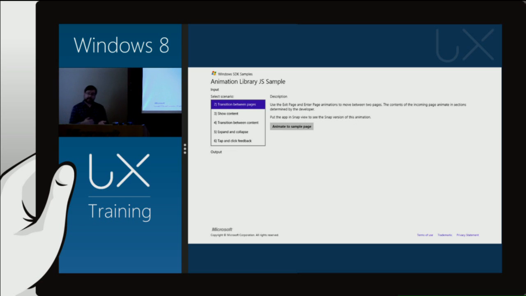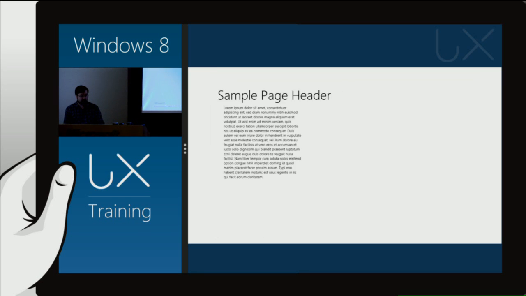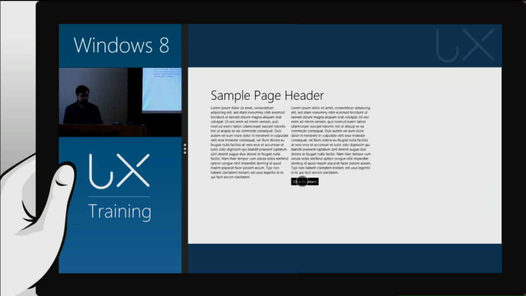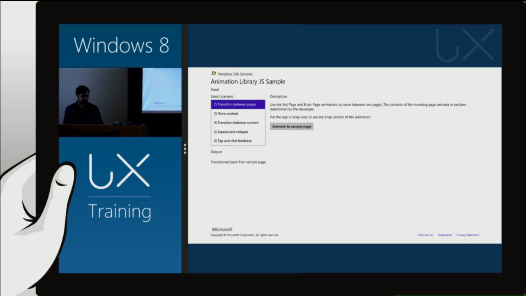The next animation is transition page. We talked about how this is a great animation for moving from one part of your application to another. So let's animate a sample page in, and then let's bring it back out again. And then show content. This is the one we discussed where bringing in your content after it's loaded. Really simple animation.